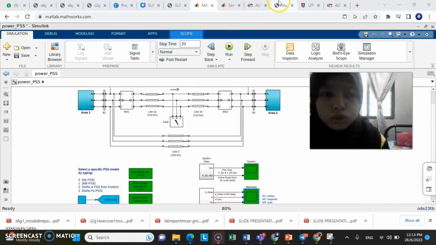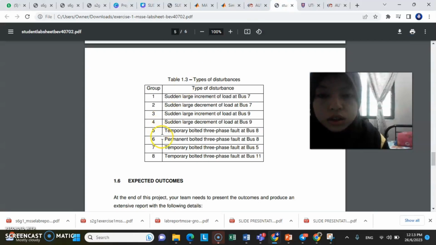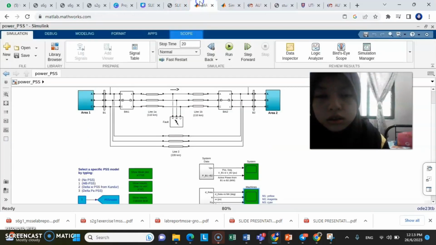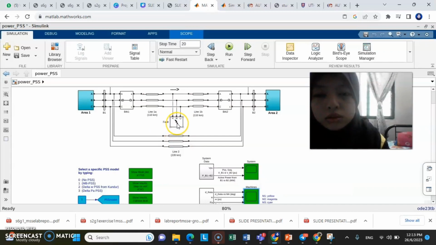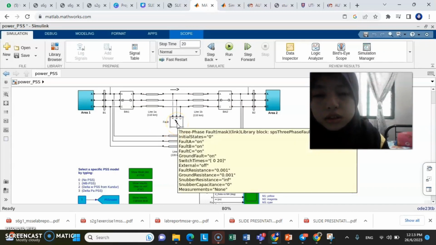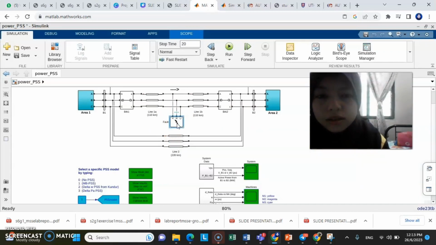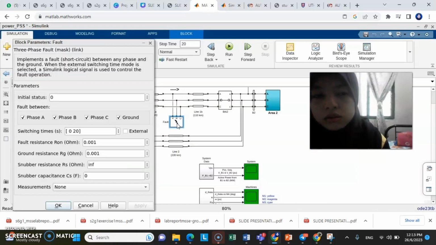Continue to 6, which is permanent bolted three-phase fault at bus 8. Okay. So for this situation, I need to set the three-phase fault, and I need to change it to 020.